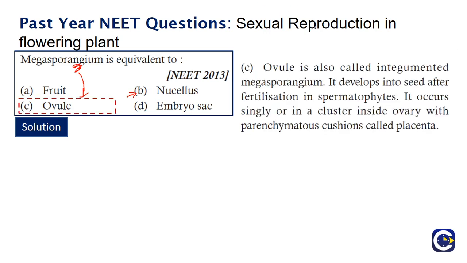Ovule is also called integumented megasporangium, that is, it has a covering called integument. It develops into seed after fertilization in the spermatophytes. It occurs singly or in cluster inside the ovary with a parenchymatous cushion called placenta. So moving on to the next question.